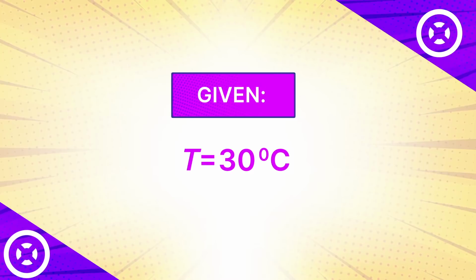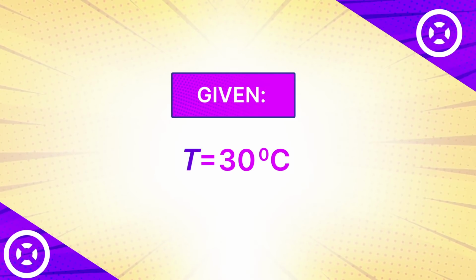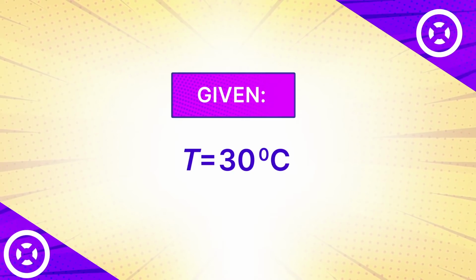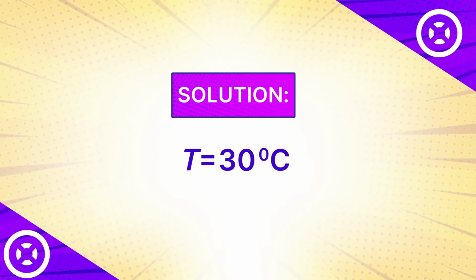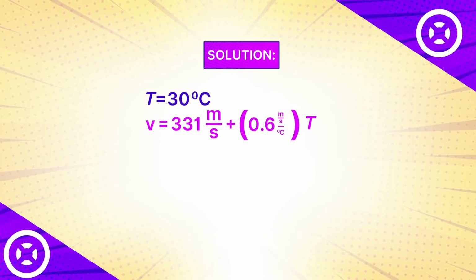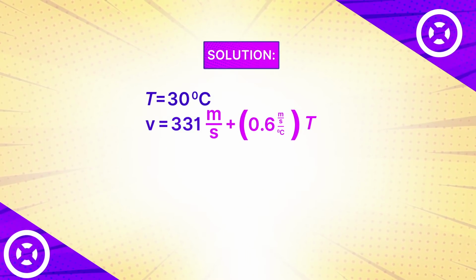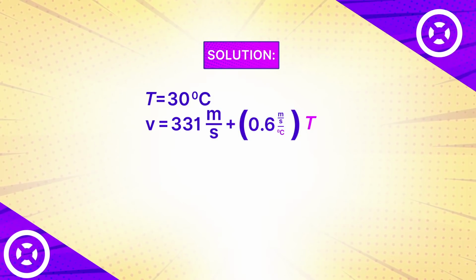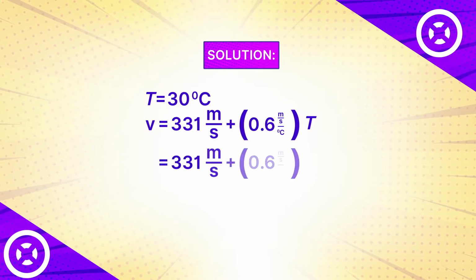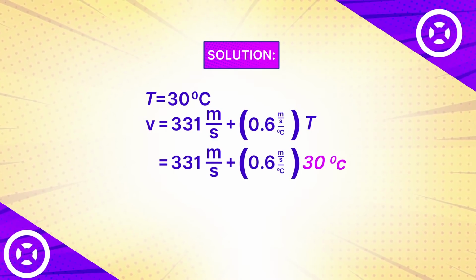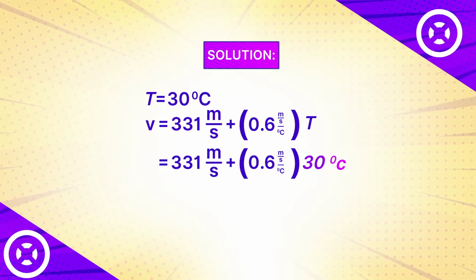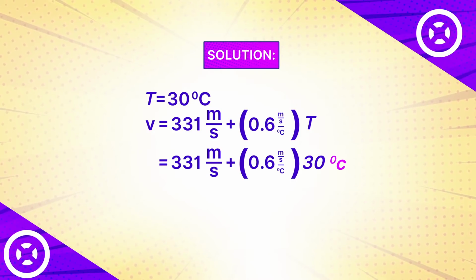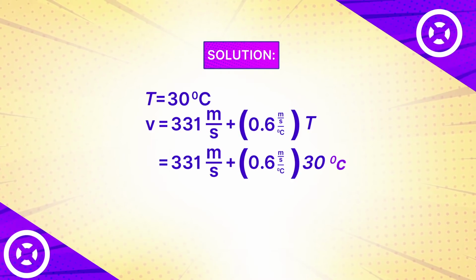First, let's write the given. The temperature is 30 degrees Celsius. After that, let's have the solution. We first write V equals 331 meters per second plus 0.6 meters per second over degrees Celsius times T. Now we substitute the value of T, which is 30 degrees Celsius. Then we simplify by omitting the units for temperature, degrees Celsius.